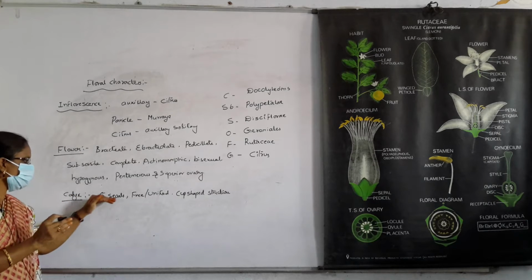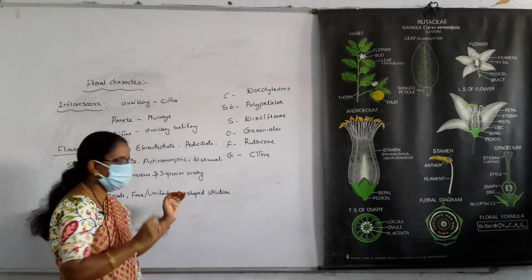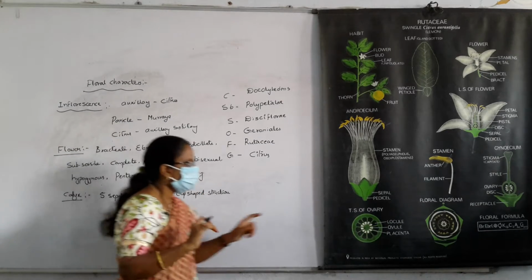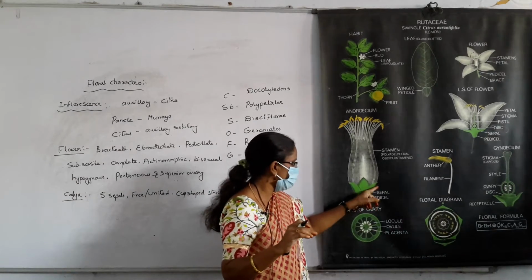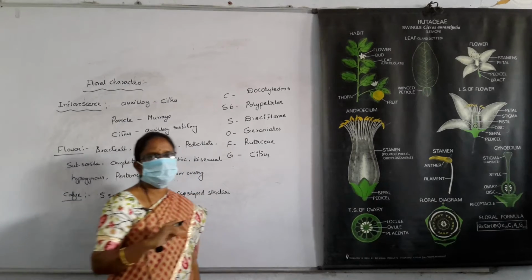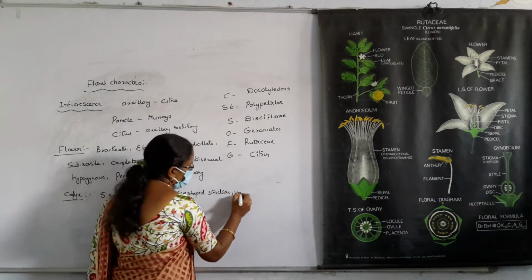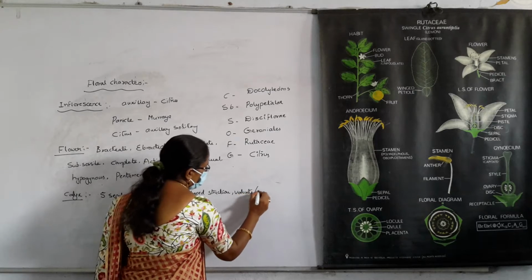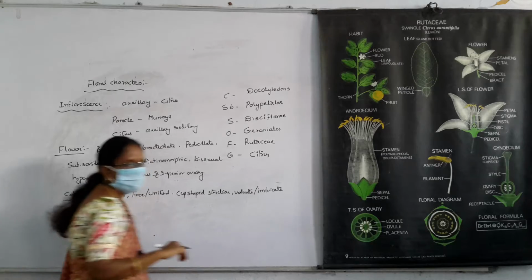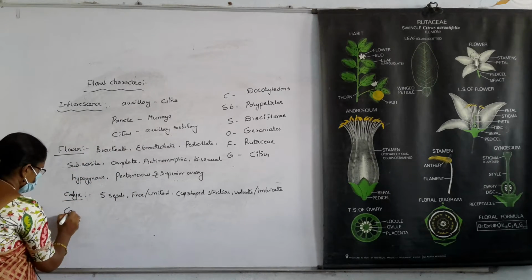Normally the calyx consists of 5 sepals. These 5 sepals are free or united. In united sepals, all sepals are fused and form a cup-shaped structure. These are the 5 sepals, and the estivation is valvate or imbricate. And the next one is corolla.